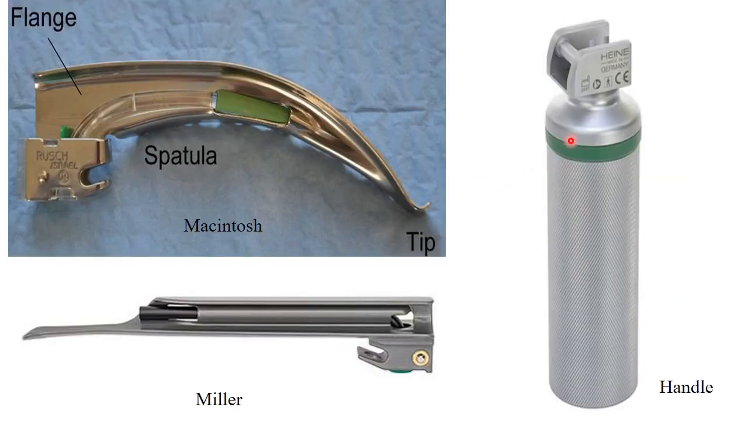So the laryngoscope, as already mentioned, has two parts: the detachable handle with the battery inside and the two types of spatula. The curved one is the Macintosh, this is the tip, and the straight one is the Miller. Both these blades are inserted, and this bulb will light up and give the light to examine the laryngeal structures.